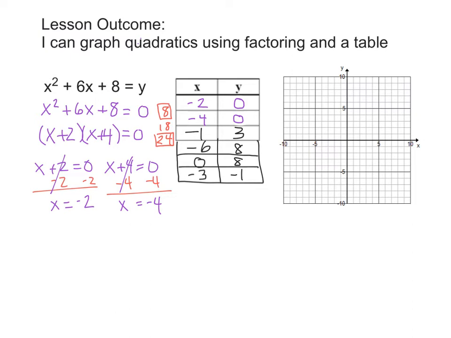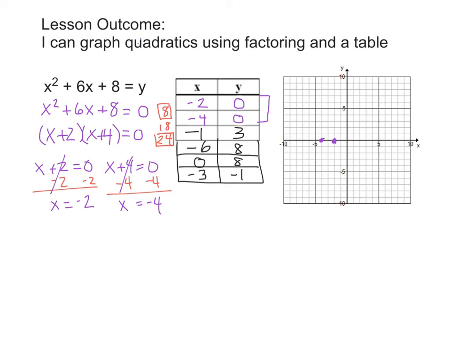Alright, so the first thing I want to talk about is what happens with these first 2 points right here. Let's plot those. Negative 2, 0 is right here. Negative 2 for the x value and 0 for the y value. And negative 4, 0 is right here. Again, negative 4 for the x value and a y value of 0.